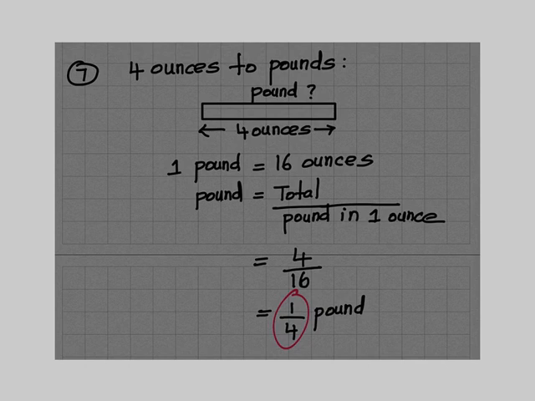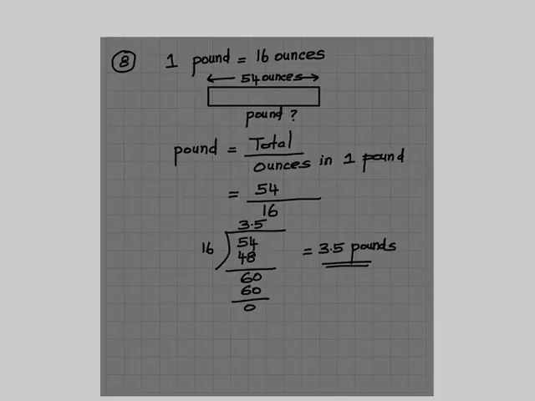It is 1 by 4, and the pound is converted to ounces. Here again, pound to ounces. So let us use the formula. We have to find pounds. So let's write pound equals total by ounces in 1 pound. Total, we know it's given right here. 54, write the 54 on the top, and ounces in 1 pound, we know it's 16, so write the 16 in the bottom. So 54 divided by 16.